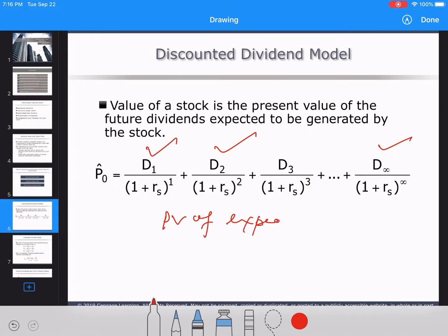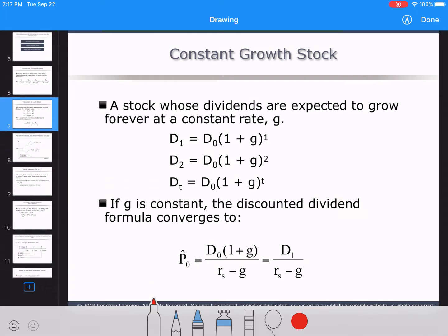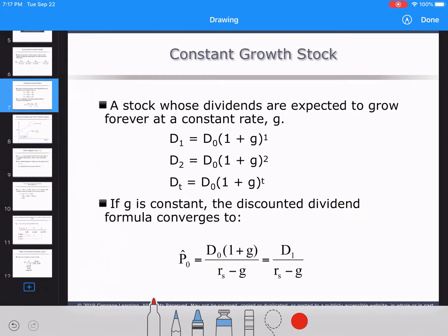expected dividends, and this is expressed as the equation above. So this equation means the present value of expected dividends. Then we are going to look at how we are going to get the expected dividends.